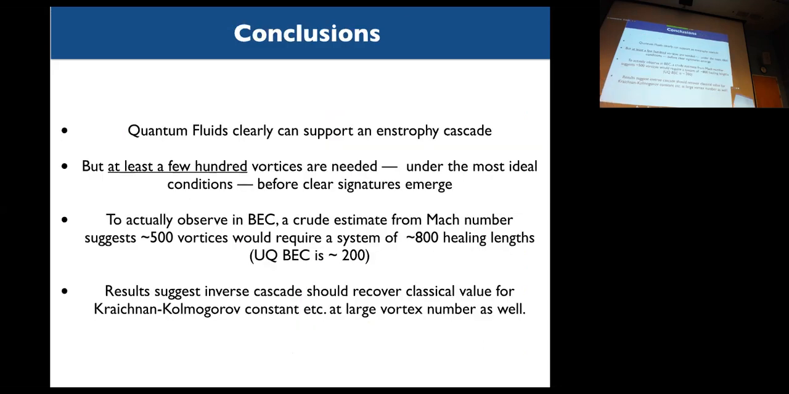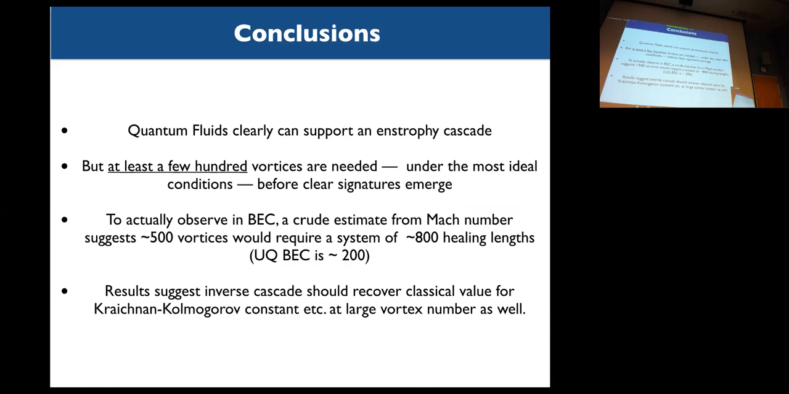I've raced through all that, but to conclude, I hope I've convinced you that it's pretty clear that a 2D quantum fluid could support an Enstrophy cascade. But based on the results we saw, it seems like you need at least a few hundred vortices before you can say, I feel like I can trust the scaling I'm getting out of the spectrum. Based on that, we can do an order of magnitude estimate of how big we'd expect the BEC to need to be to see this and not invalidate the point vortex approximation we made.